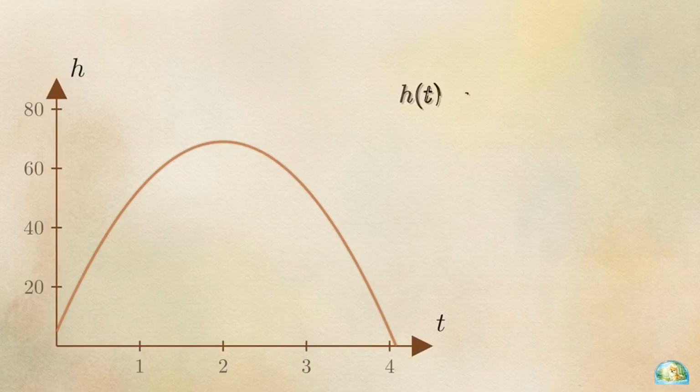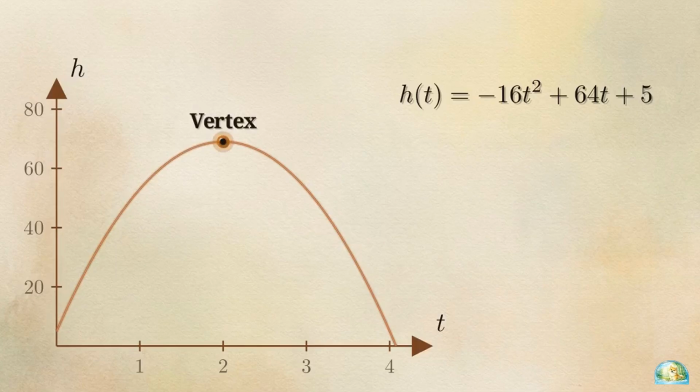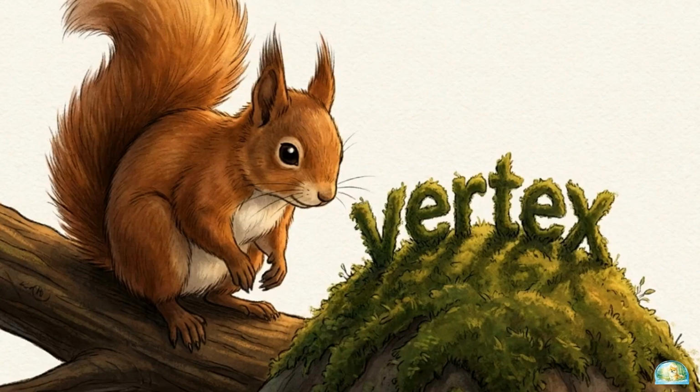The height is modeled by the function h of t equals negative 16t squared plus 64t plus 5. As the acorn reaches the top of its flight, it hits a turning point. In a quadratic model, this highest point is the vertex. The negative 16 attached to the squared term tells us the parabola opens downward. This confirms that the vertex we're looking at is the absolute maximum height the acorn reaches. Locating the algebraic vertex provides the coordinates for the peak of the motion, showing exactly how high the acorn traveled before starting its descent.